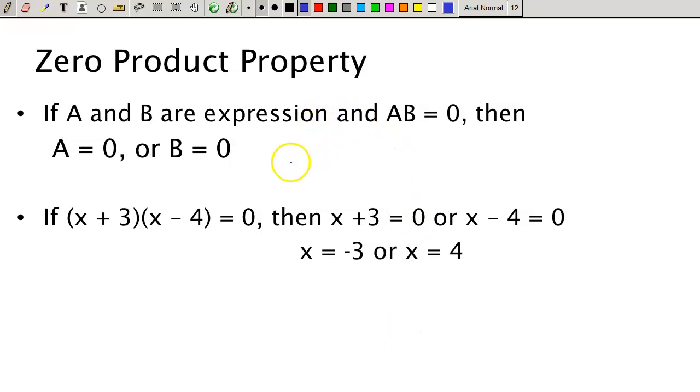All right, so the next thing in our notes is going to be to solve quadratic equations. There's one property here that we're going to utilize a lot, and that's called the zero product property. The zero product property is very, very simple.